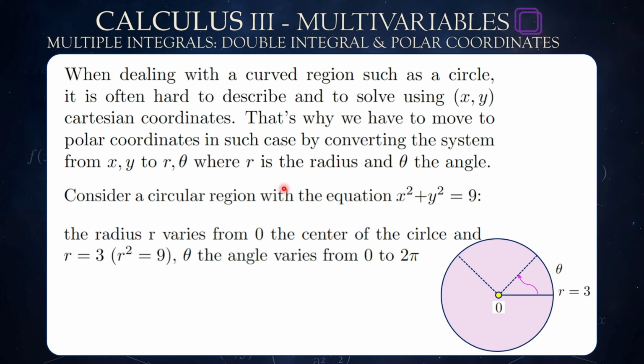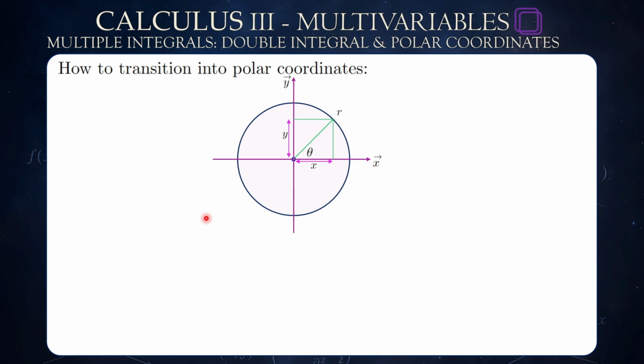Consider a circular region with the equation x squared plus y squared equal 9. The radius r varies from 0, which is the center of the circle, up to 3, because r squared is equal 9, then r equal to 3. And theta, the angle, varies from 0 up to 2 pi, which is a complete rotation, giving you the full area of the circle, if you will.